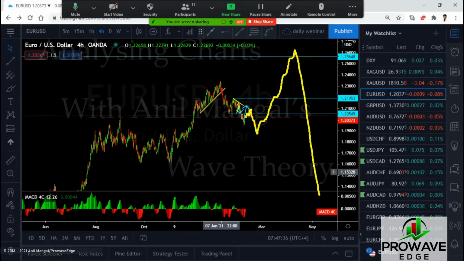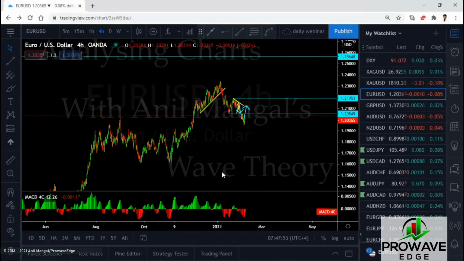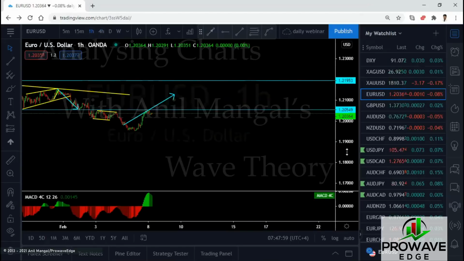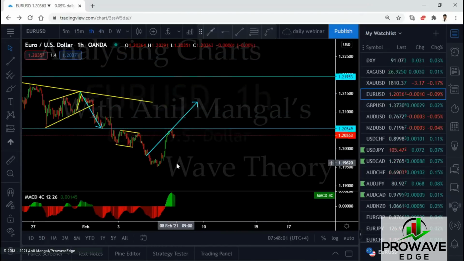If they're going to go from here, then good for us. We'll be in the sell. It would be good for all of us because we will be in the sell. That would be a contracting flat. It's rare, but it could happen. What we're looking for is the possibility that this would make some corrections here and make one more move up at least.